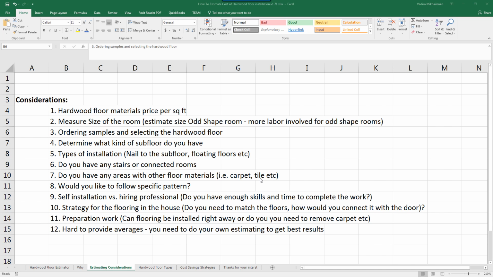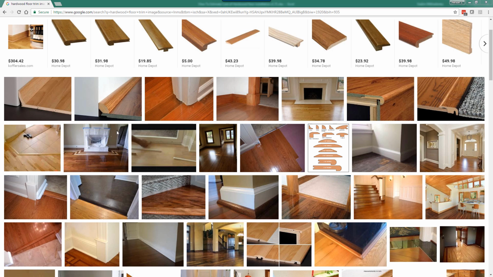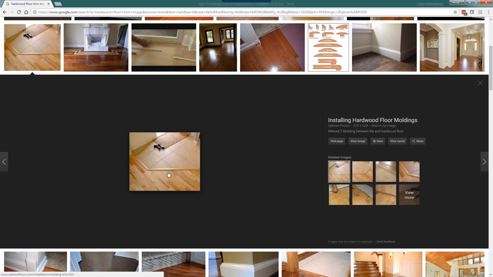Maybe you want to leave carpets or tile, and then how would you want to connect it, right? So we've looked at some of the options of what you need to have. So that adds additional cost and how you would want to handle this. Maybe you would want to follow a specific pattern. For example, these are the images of how you might want to consider connecting your floor, right?